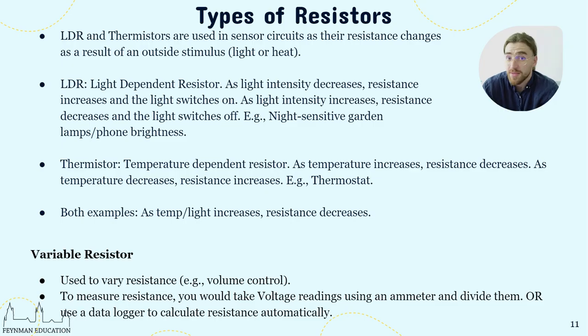So when it comes to types of resistors, we've been through this: the light-dependent resistor as well as the thermistor. The reason they're used is because their resistance is going to change depending on outside stimuli, either through light or by heat. Now another one that we can have is a variable resistor.